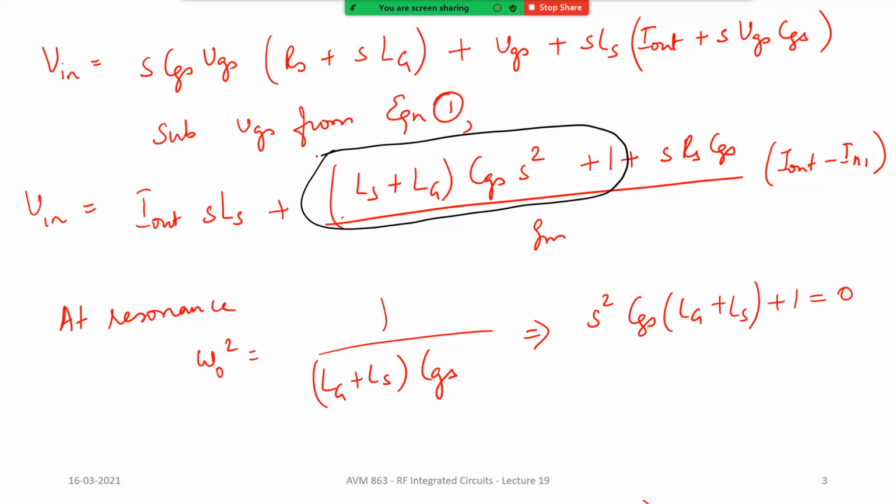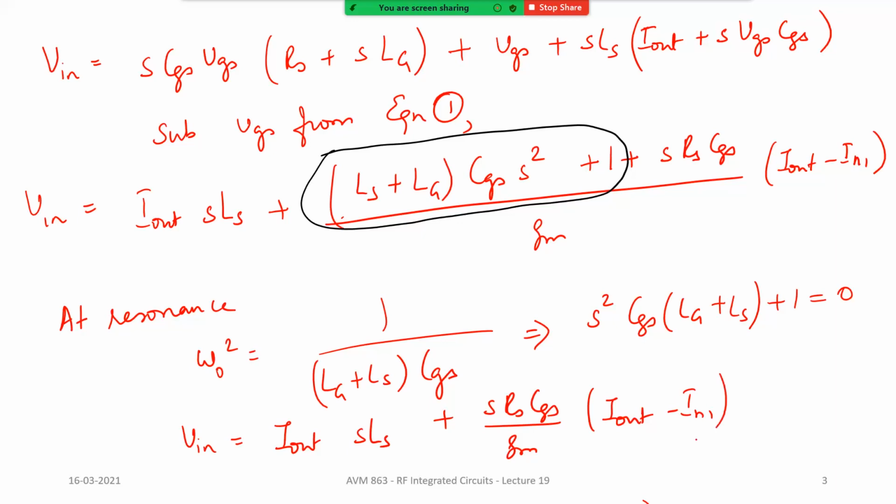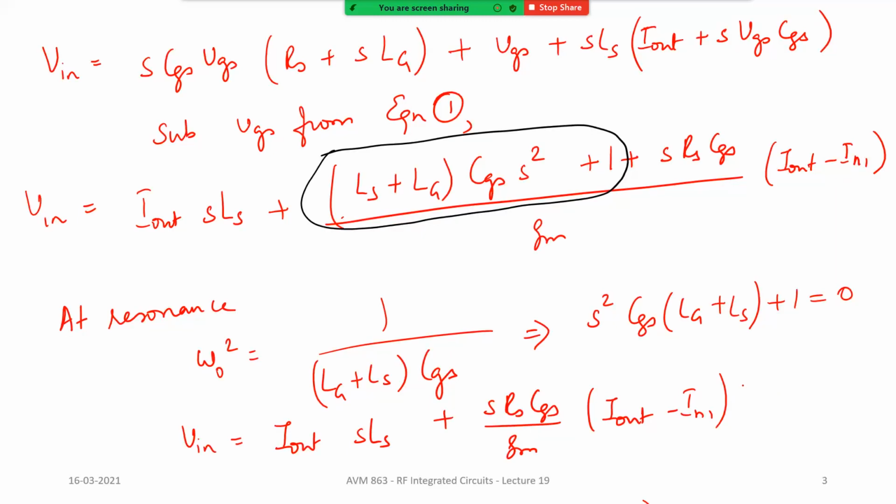Okay. So let us rewrite this equation and say Vn is given by I out into SLS plus SRS CGS divided by GM into I out minus IN1. Correct. Now what we will do is write it all in terms of j omega, right? So what happens? Let's club these terms. Okay, what we are interested in is we want to know what is the coefficient of I out and what is the coefficient of IN1. Okay, so that is easy to write.